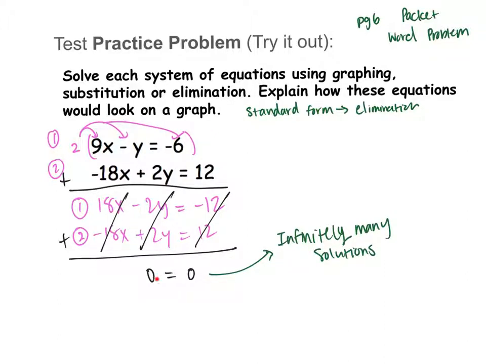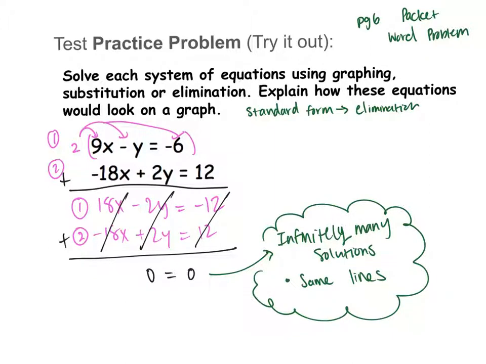So if you notice that the two numbers equal each other and are the exact same numbers, then it's infinitely many solutions. But I can also explain how these equations would look on a graph. If you were to graph these two and it's infinitely many solutions, that means that the two lines were the exact same line. If they're the exact same lines, they will intersect everywhere, which leads to infinitely many solutions, because a solution talks about their intersection. So these are the same lines.